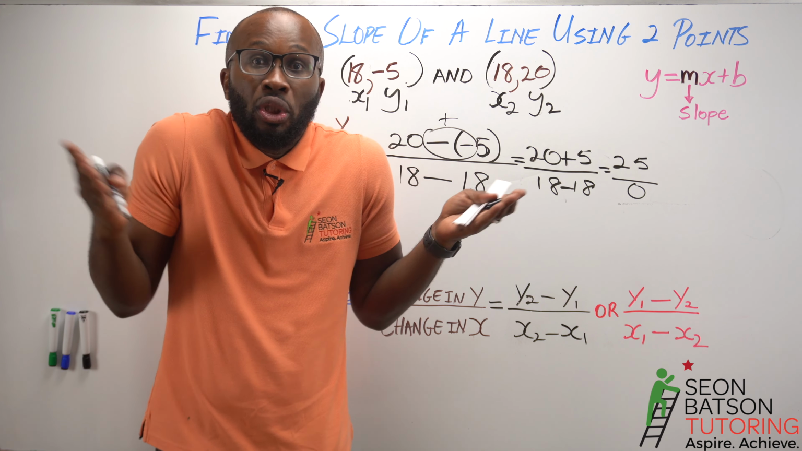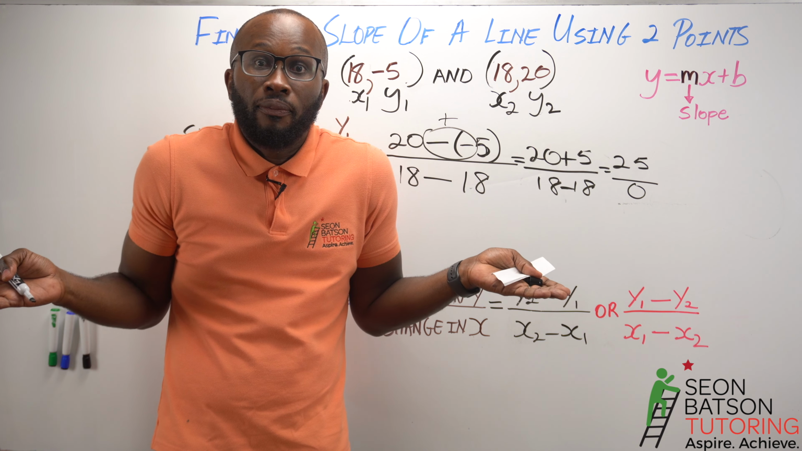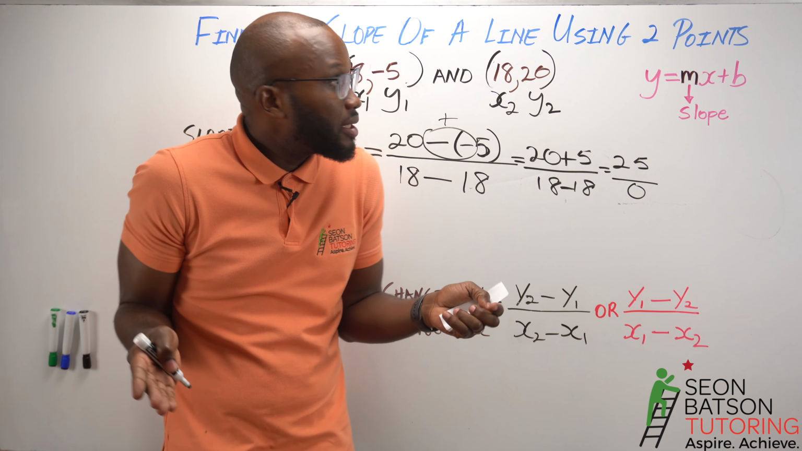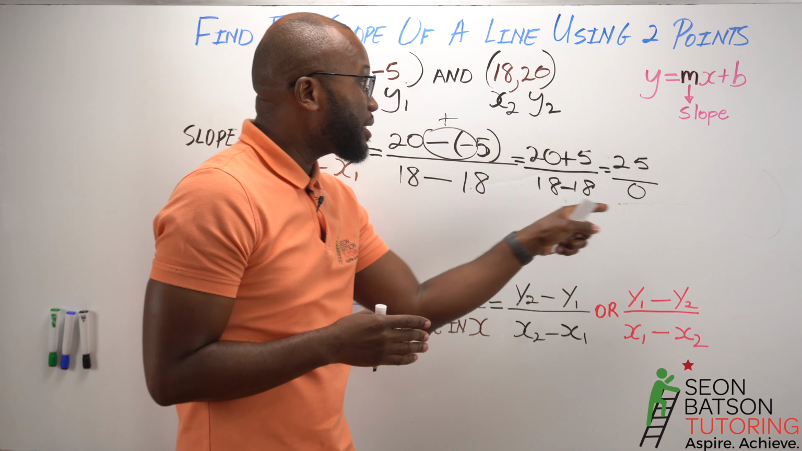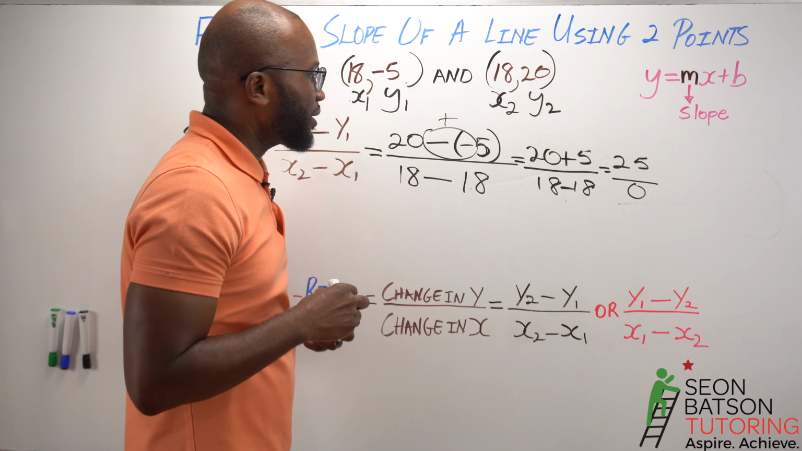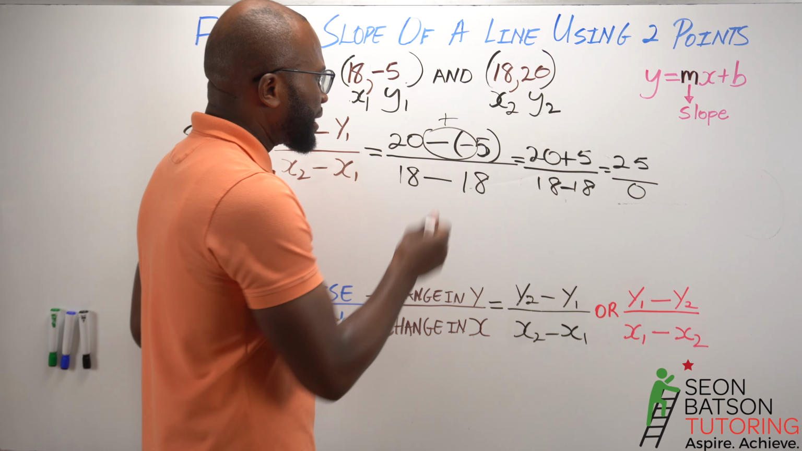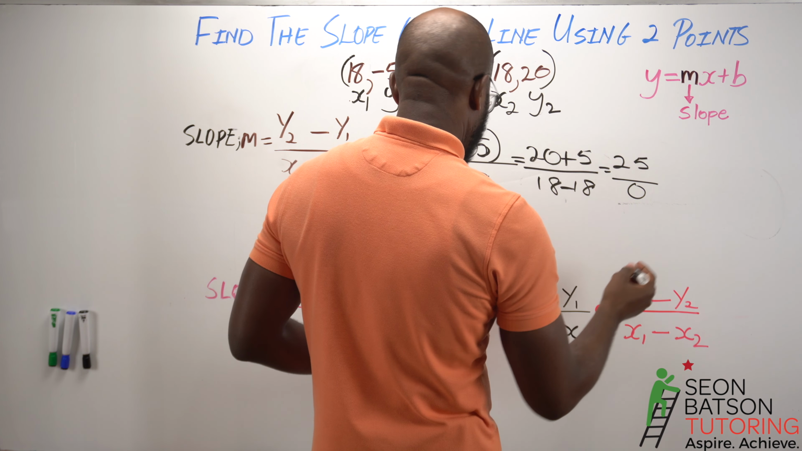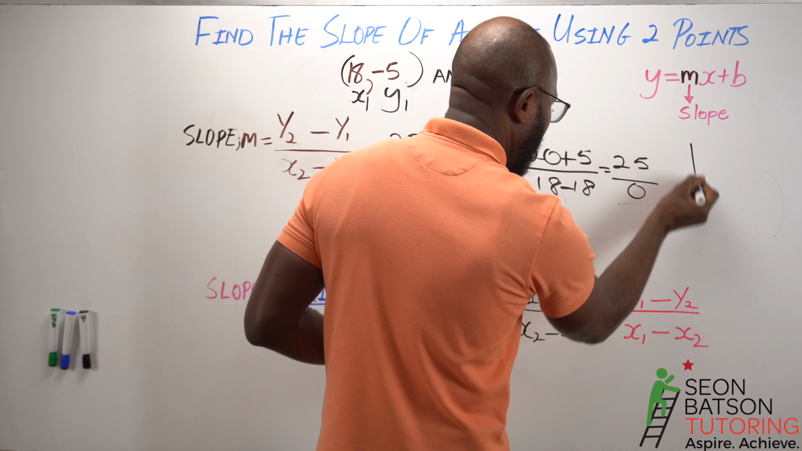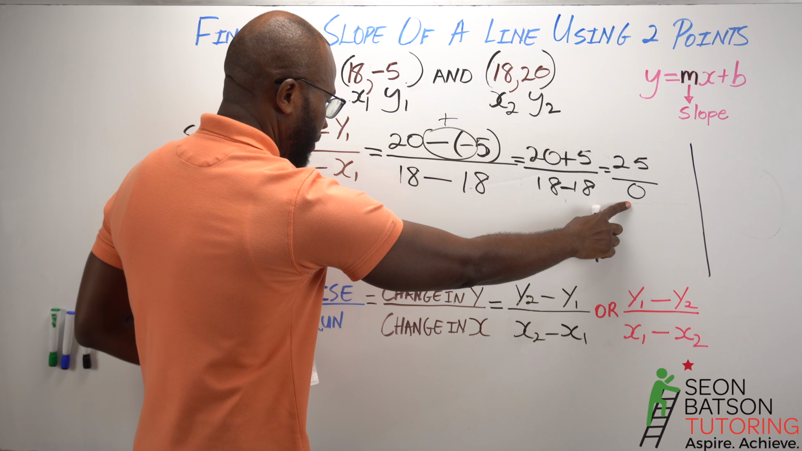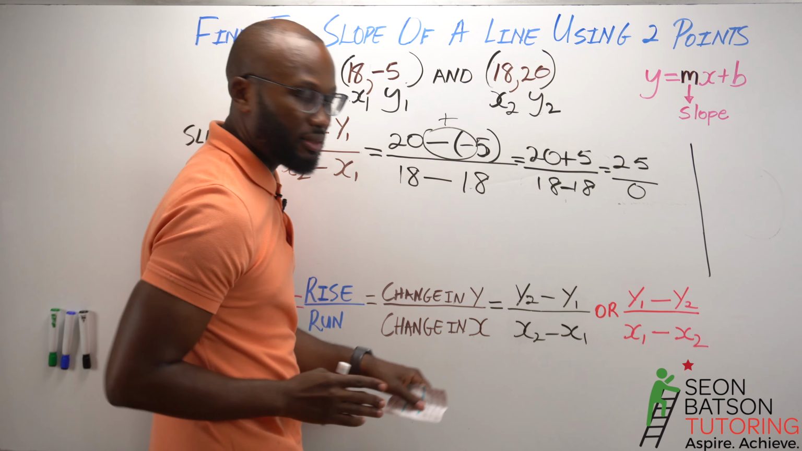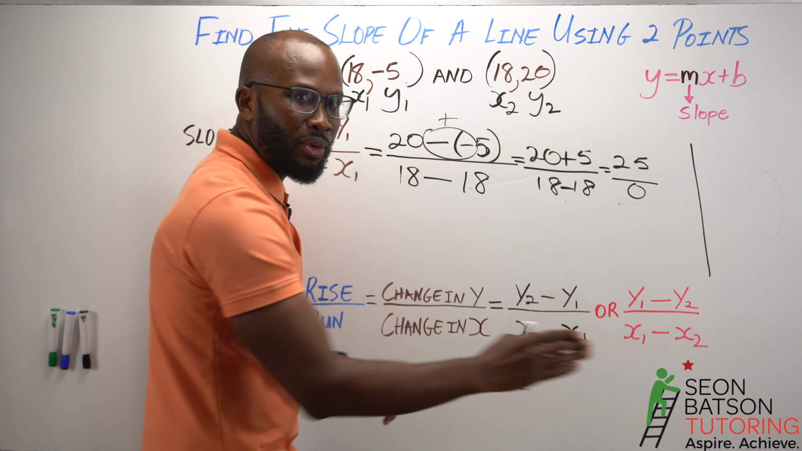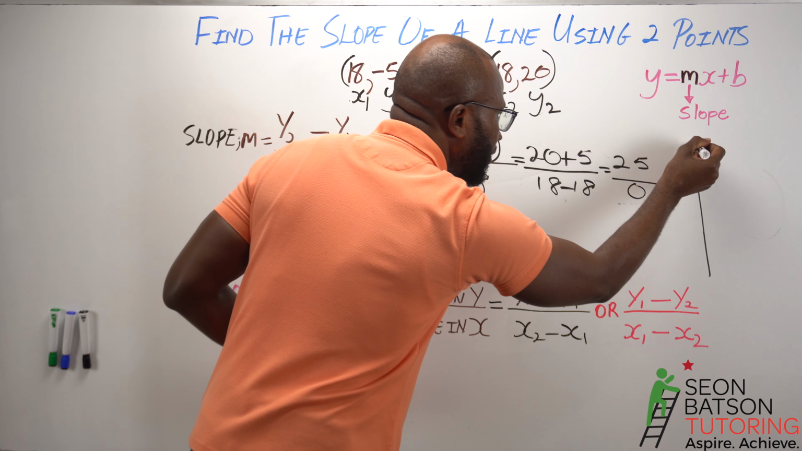Undefined simply means we do not know what it is. And we do not know what it is because we're not allowed to divide by 0. So since this slope is undefined, this line will be a vertical line. Why? Because the 0 tells us here that there is no run. So there's no horizontal movement. So it'll be a straight vertical line.